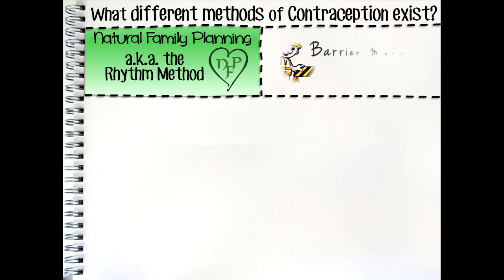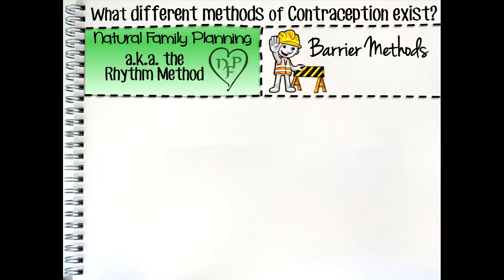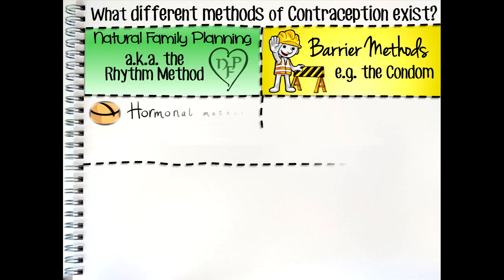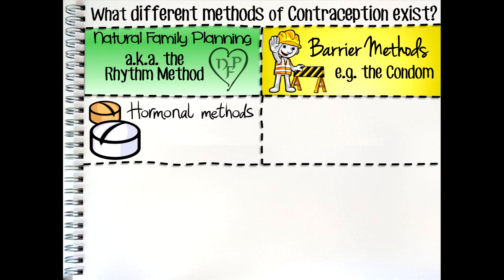Secondly, there are barrier methods. Barrier methods work by creating an artificial barrier between the sperm and the egg. The most common example of a barrier method is the male condom, although other examples do exist. Thirdly, hormonal methods. Hormonal methods work by regulating a woman's hormones in order to prevent her body from releasing an egg. Common examples include the contraceptive pill and the contraceptive implant.